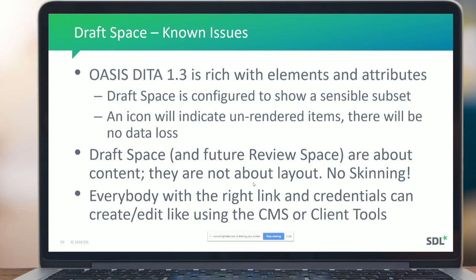So a reminder again about a couple of known issues and limitations: we configured a lot of data elements, but not all of them. Again, keep your audience in mind. Are they really happy with 500 plus elements to select from? Probably not. So it is a limitation. Now we do not lose information along the way. So if there are unrendered items, you get an icon. If you remove the icon and the placeholder, then that piece is disappearing. But it's still visible that there is information there that is not shown.